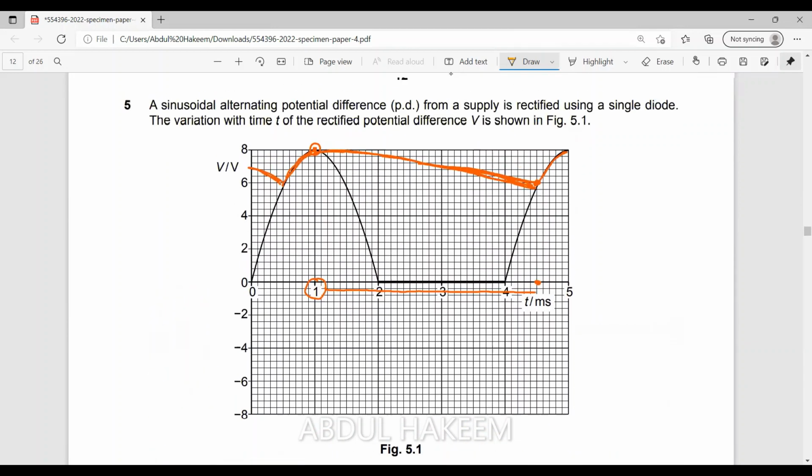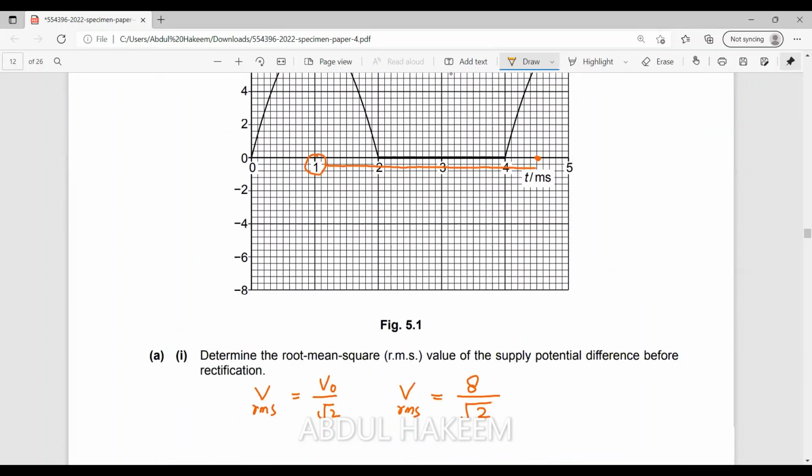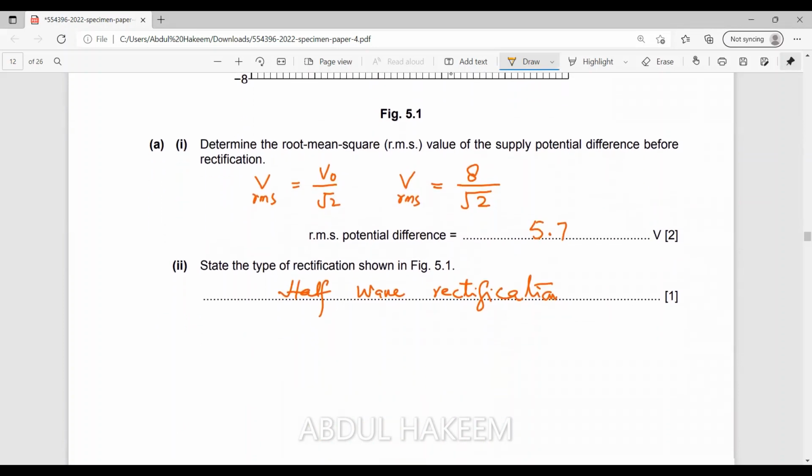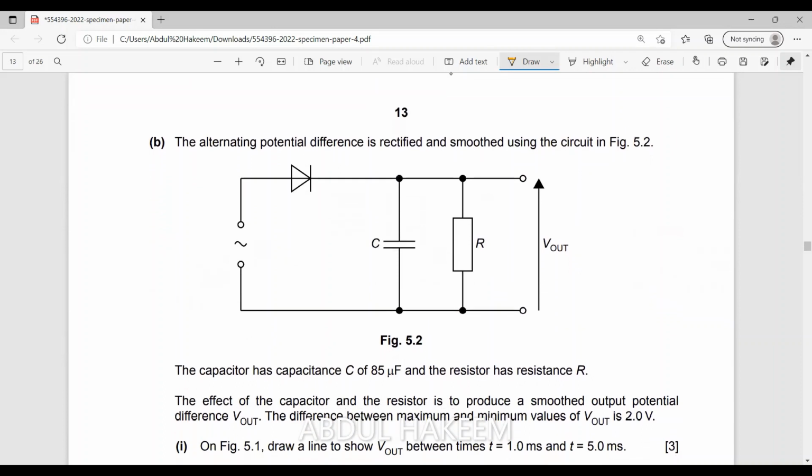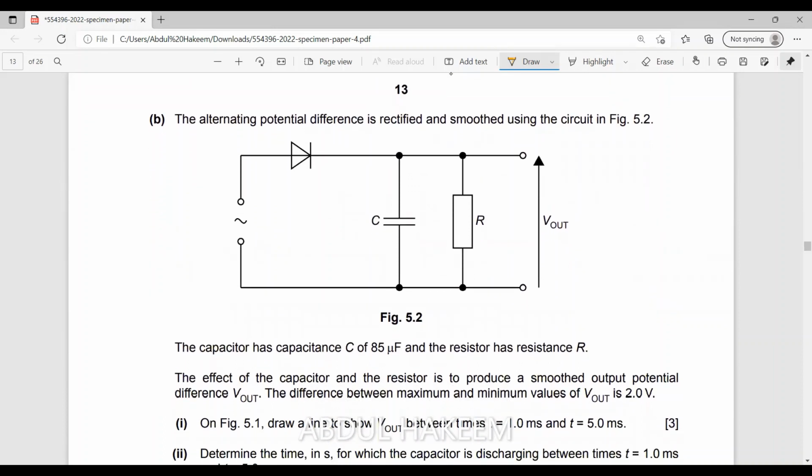State the type of the rectification. So half of the wave is missing. So this is half wave rectification. And then this is the circuit. Alternating potential difference is rectified and smoothed using the circuit. The capacitor has capacitance 85 microfarad and the resistor has a resistance R. The effect of the capacitor and the resistor is to produce a smooth output potential difference. The difference between the maximum and minimum is 2 volt. Means when these two are in operation, the smoothing occurs and the potential drops only 2, meaning 8 to 6.